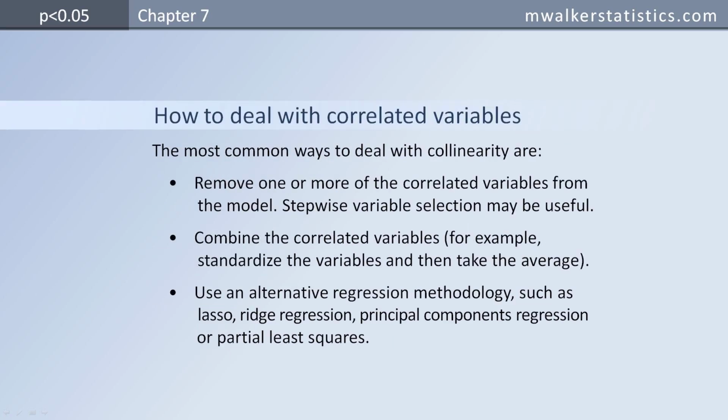How to deal with correlated variables. The most common ways to deal with collinearity are: remove one or more of the correlated variables from the model. Stepwise variable selection may be useful. Combine the correlated variables, for example, standardize the variables, and then take the average. Use an alternative regression methodology, such as lasso, ridge regression, principal components regression, or partial least squares.